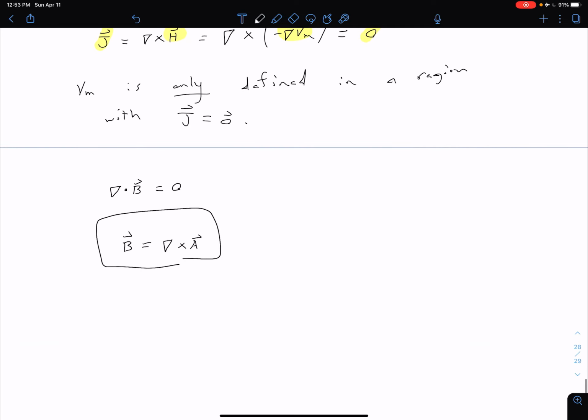to 0. And so of course we know from Maxwell's fourth equation, so let's just write that here. This is Maxwell's fourth equation. We know that the divergence of B has to be equal to 0. So if that always needs to be 0, let's just define B as the curl of some vector. And that vector we're going to call our magnetic vector potential.